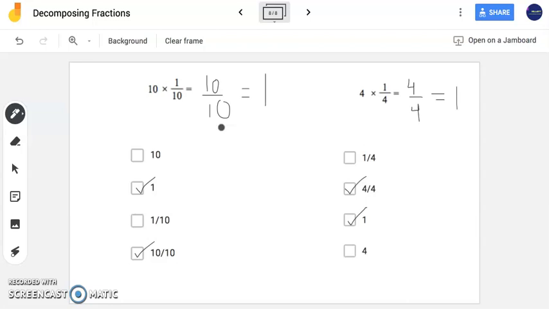So as you complete today's activities, you are going to be decomposing fractions using repeated addition or multiplication. If you see boxes as answer choices, that's telling you there's going to be more than one solution. So make sure you read the directions carefully.